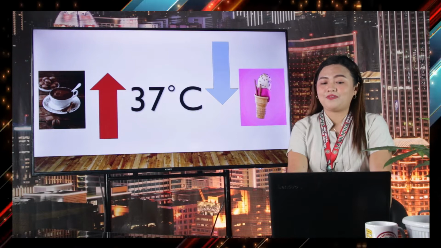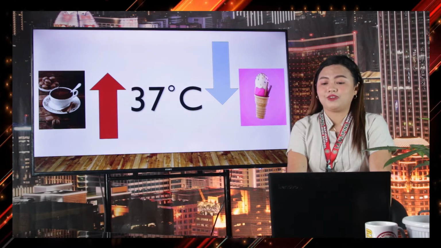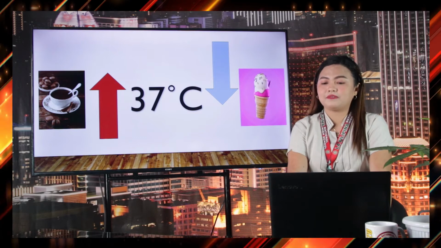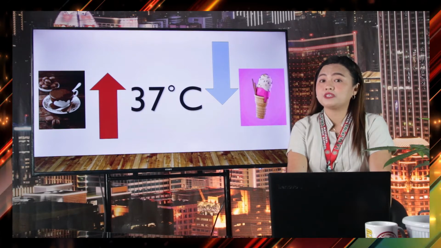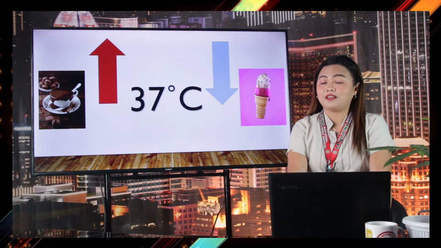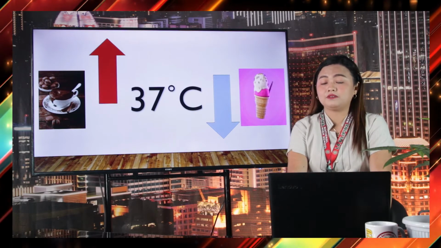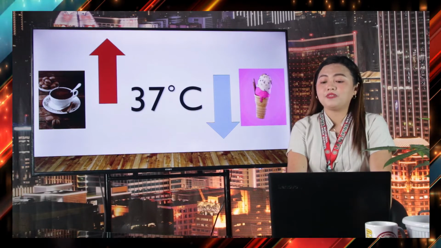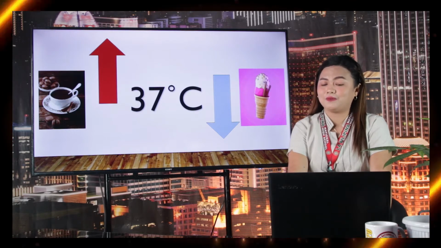Now, observe this illustration. It is for the reason that a pot of a chocolate drink feels hot to touch, while the scoop of an ice cream feels cold. The temperature of hot chocolate is higher than the normal body temperature, which is 37 degrees Celsius, and the ice cream is lower than 37 degrees Celsius. The response of the nerves in the hand to the arrival or the departure of heat prompts the brain to identify the cup of chocolate drink as being hot and the cone of ice cream as being cold.